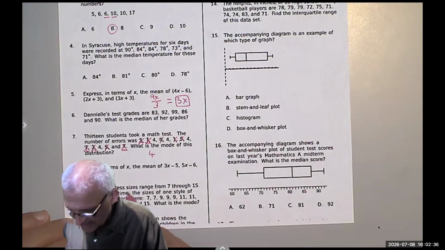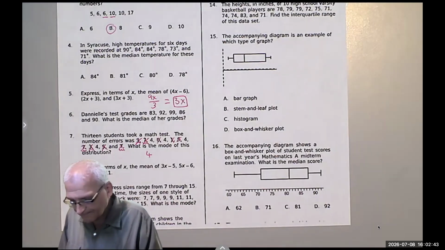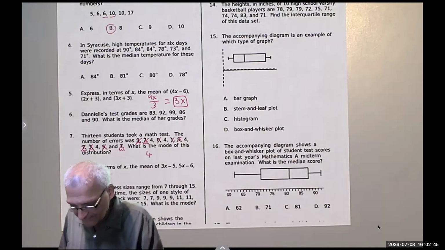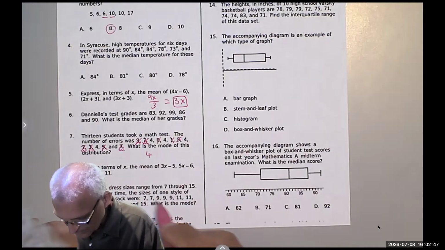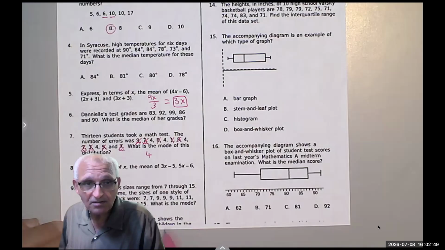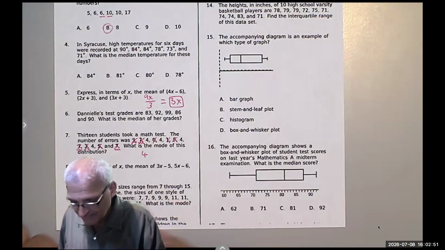In a store, dress sizes range from 7 to 15. At inventory time, the sizes of one style of dress, they have how many? One, two. So these are ordered. Okay, so they are easy for us.